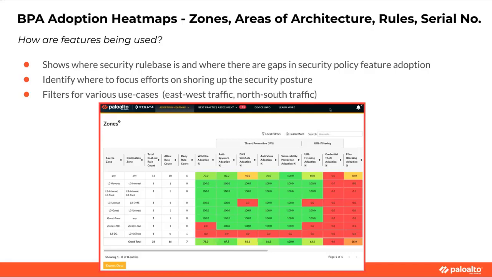Next, I want to note the best practice mode, which, when enabled, is going to show heat maps which are updated with security profiles configured in the recommended best practice manner. The BPA does not count disabled rules. If something's not adopted, it is shown as 0% and no color.